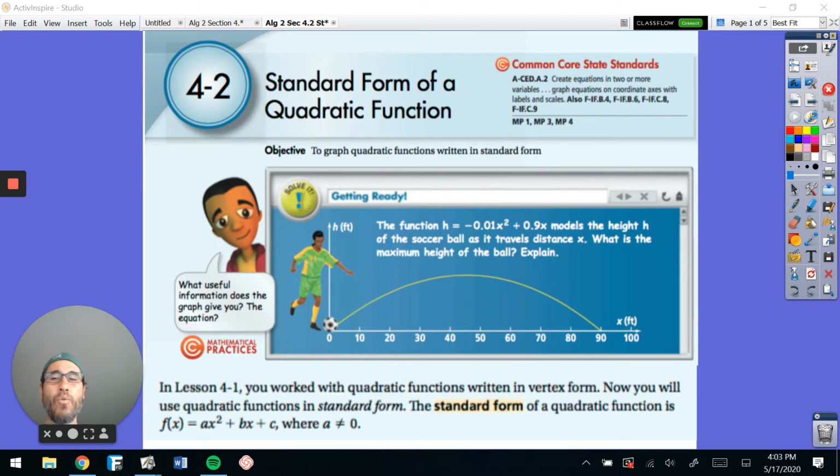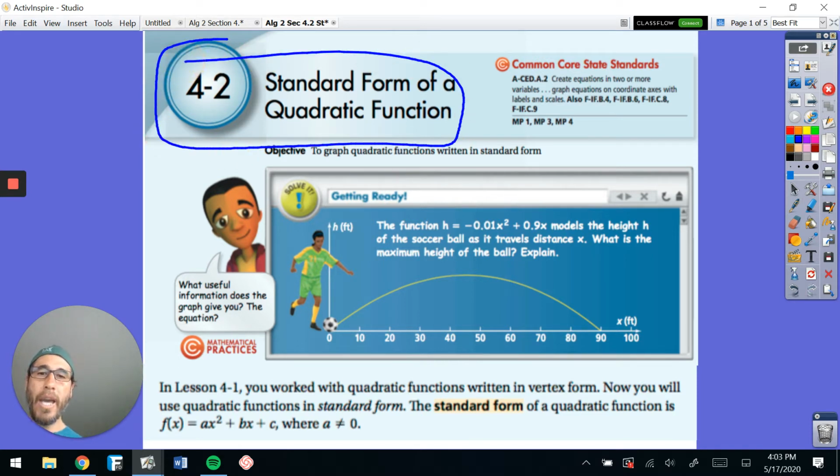Let's get it. Now we're in section 4.2. We dealt with the vertex form of a quadratic function in 4.1. Today we are dealing with the standard form. So make sure you write the title, okay, and the objective, okay.